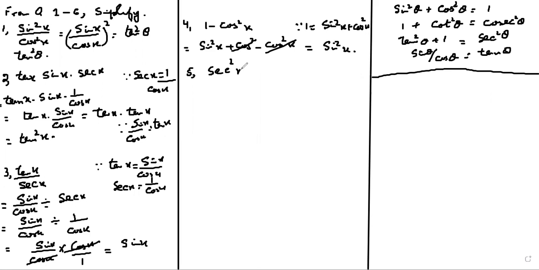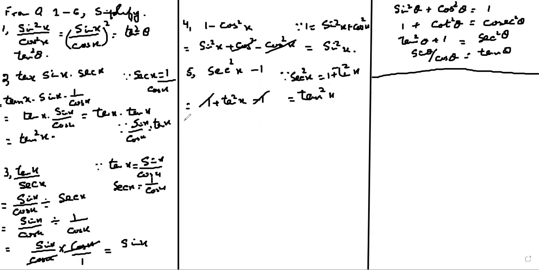Secant square x minus 1. There are also 2 or 3 methods to do this question. We know from here, secant square x equals 1 plus tangent square x. Just substitute the value of secant square x. It is equal to 1 plus tangent square x and minus 1 as it is. This minus 1 gets cancelled with this one, and we are left with tangent square x.